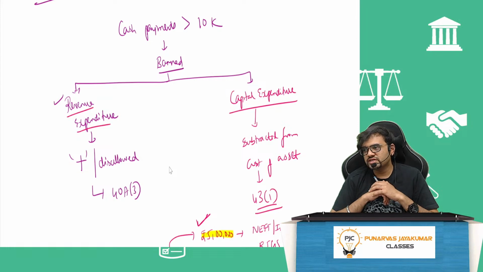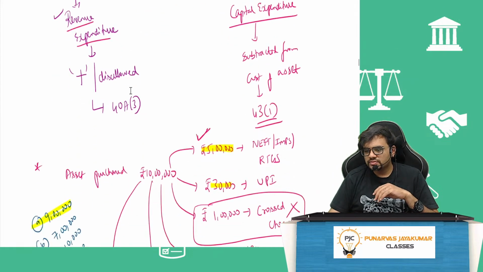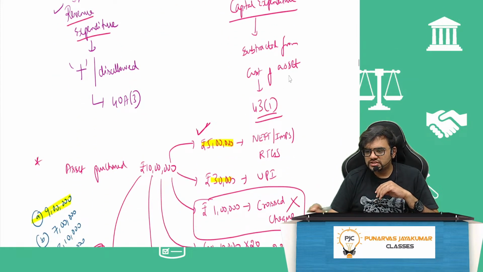If the cost of the asset is 1 lakh, and 40,000 I pay as advance in cash, 60,000 I paid through bank, the lawmaker says 1 lakh is the total cost minus 40,000, not allowed. Why? I paid in cash. So it is subtracted from the actual cost of the asset, Section 43(1).